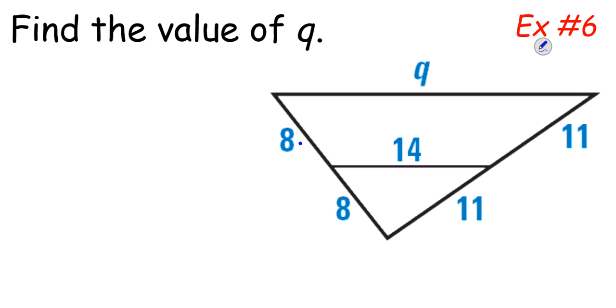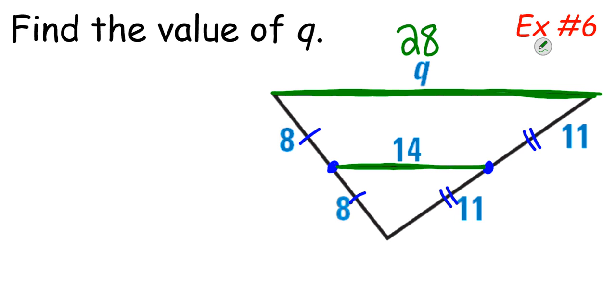Same thing, 8 is congruent to 8, so that is a midpoint. And we know 11 is congruent to 11, so that is a midpoint. So that means that I can use the mid-segment theorem. Now 14 is the smaller side, right? So we're not going to divide by 2. We know that this length, Q, is going to be double 14, right? Because this is the bigger side. So 14 times 2 is 28. So that's what Q equals.